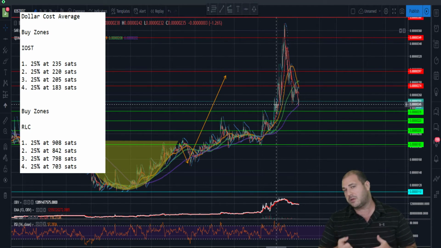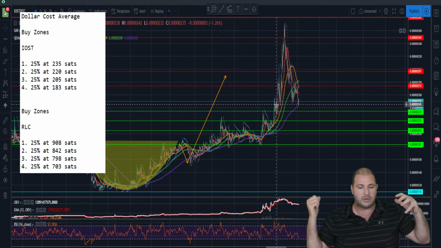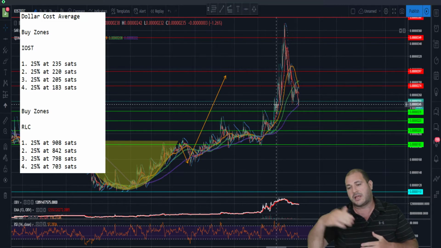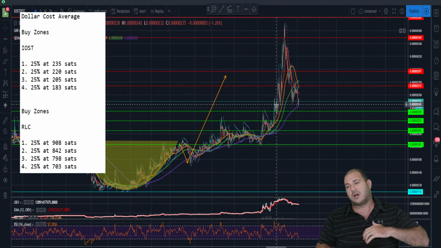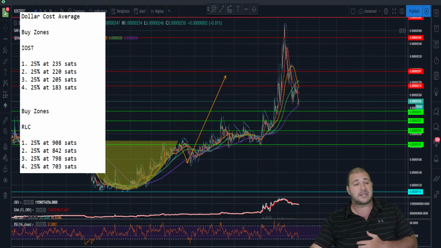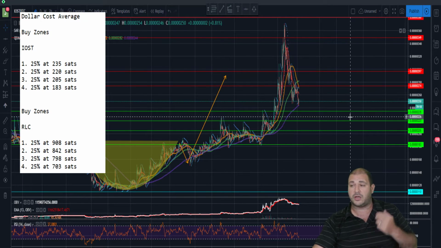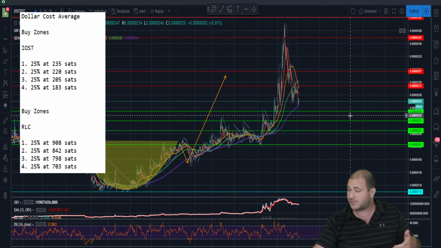Short-term strategy could be good, but this is my own personal opinion. Some people do this even for really short calls, but I personally like doing it for long-term calls, getting in a few times as it comes down. And then if it only goes down, let's say for IOST, to 220 and it starts to move back up, you still got it in at 220, you still got it in at 235, you have, let's say, 0.5 Bitcoin.